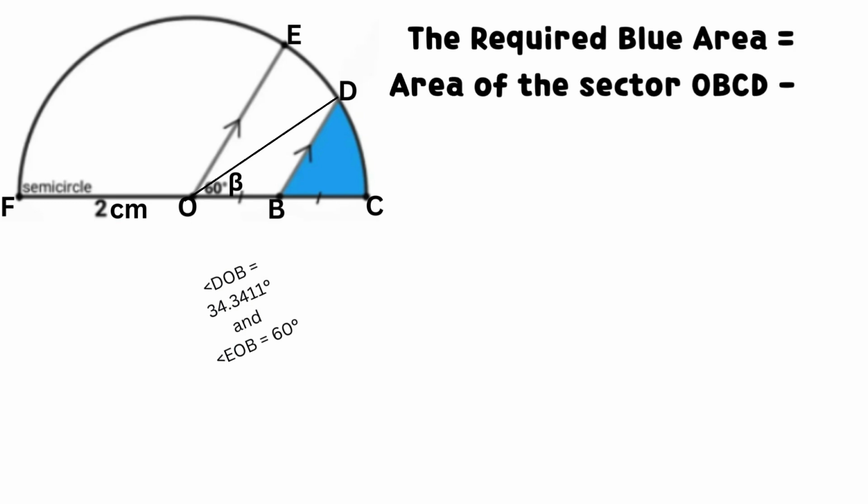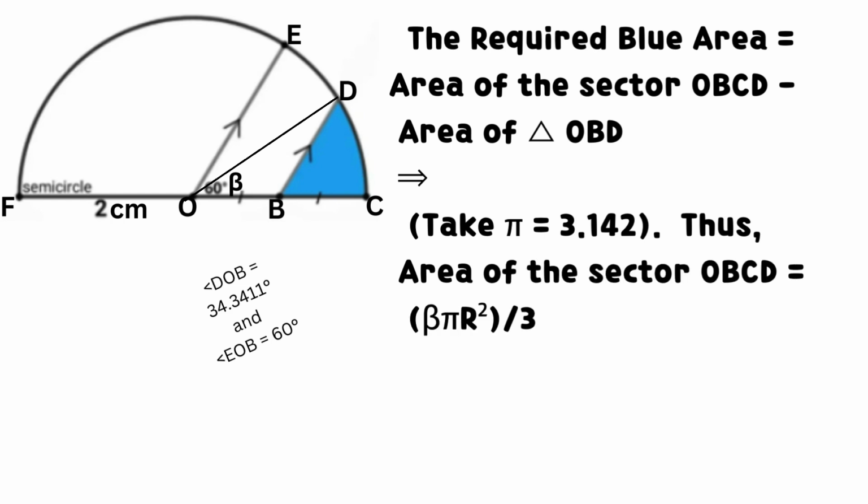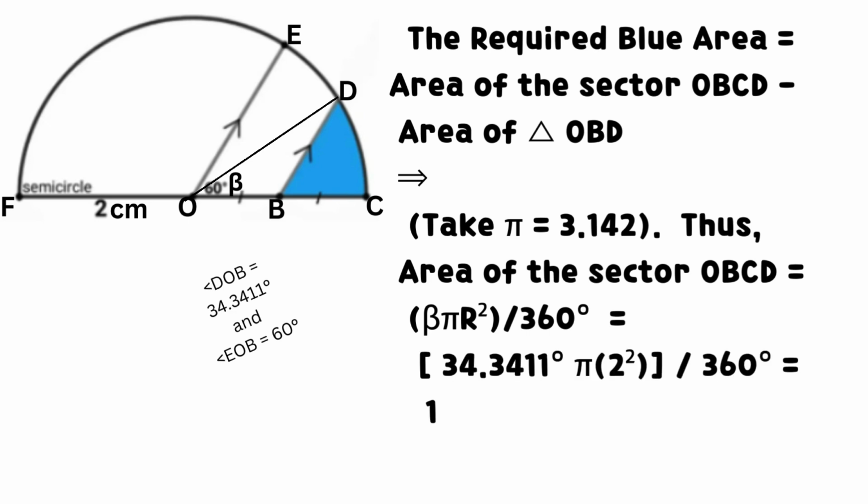The required blue area equals the difference between the area of the sector OBCD and the area of triangle OBD. Take pi to be equal to 3.142. Thus, area of the sector OBCD equals the product of beta, pi and the square of R, all divided by 360 degrees, which equals 1.198885958 square centimeters.